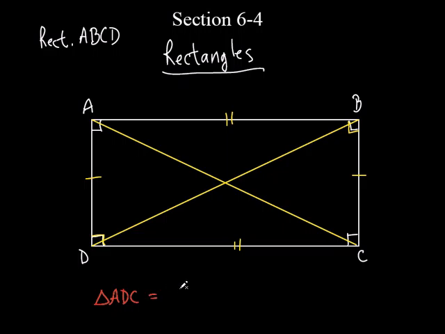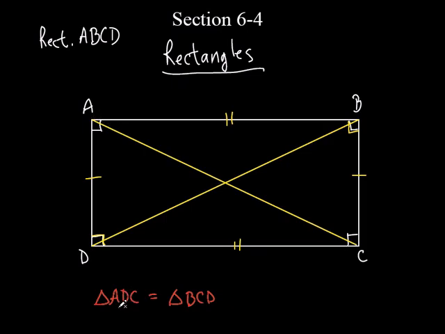Triangle ADC should be what to triangle BCD? Yeah, that's right. Let's do that. Triangle BCD. Yes, they are congruent. And why are they congruent? Because of what? Side, angle, side. Okay. So if they're congruent to each other, what's true about the corresponding parts? They must be equal to each other.